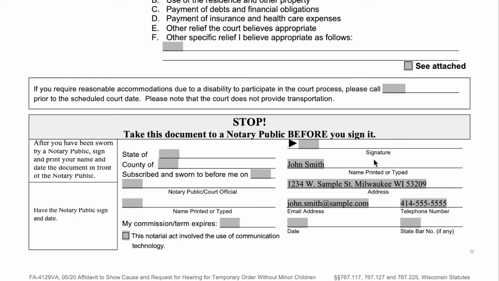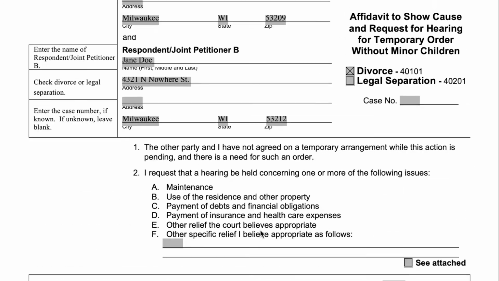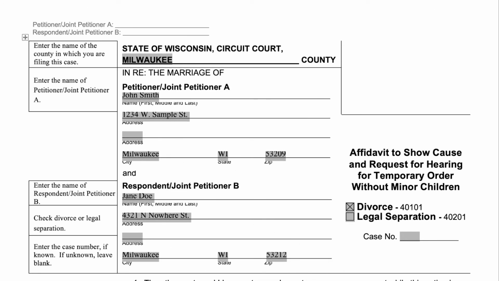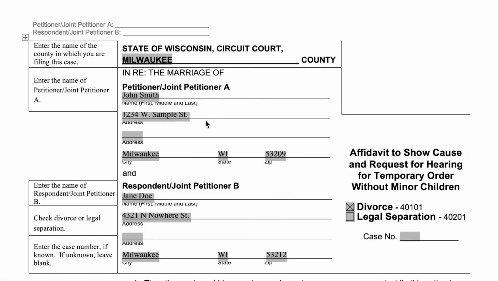So that is all for the request for a temporary order hearing. And then at least here in Milwaukee, when you turn these in, you can actually just have both of those forms, so this one on top and then this one attached, as if they were part of the same packet.